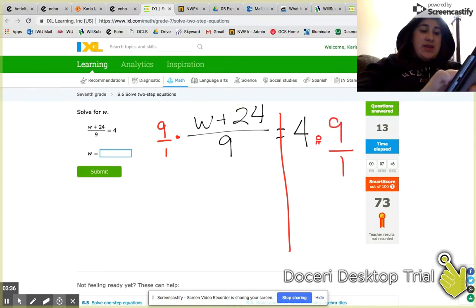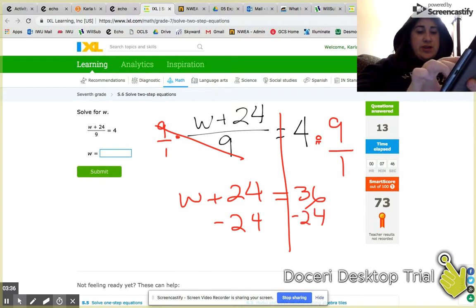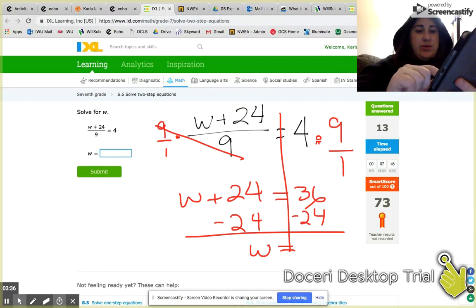Okay, so now these cancel each other out. I have W plus 24 is equal to 36. And now I can use additive inverse to get rid of that 24. I'm going to subtract 24 from each side. I'm left with W is equal to 12.